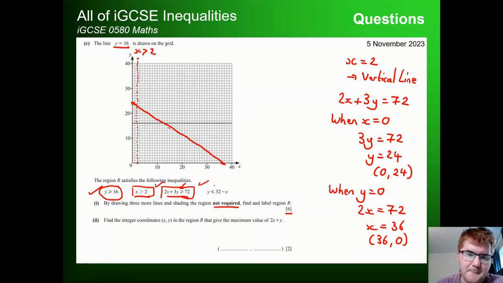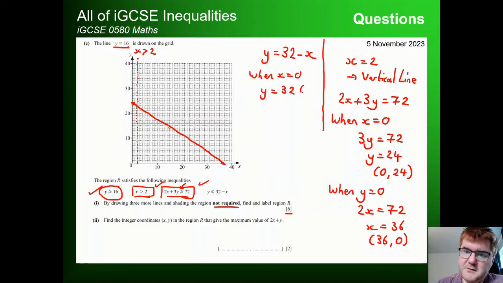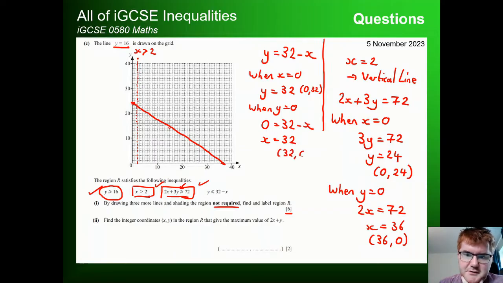So we've done these two now. So imagine we've got y equals 32 minus x. We can do a similar trick rather than using a table of values or something else. So when x is equal to 0, y is equal then just to 32. So we know it goes through (0, 32). And when y is 0, so I'm copying that equation and making y 0, then we can do a little bit of equation solving and we can get x is equal to 32. So we know it's also going to go through (32, 0). Making sense because the gradient of this line is -1.